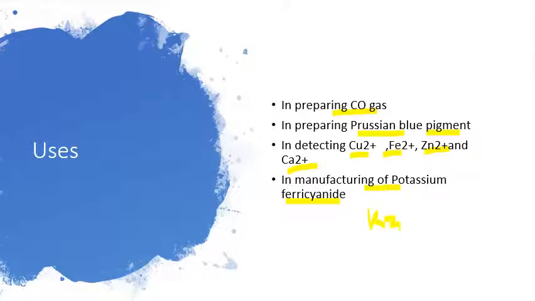Potassium ferricyanide is prepared from potassium ferrocyanide. So in the manufacturing of potassium ferricyanide, that is K3[Fe(CN)6], it is another complex. We have potassium ferricyanide, which is prepared from potassium ferrocyanide.